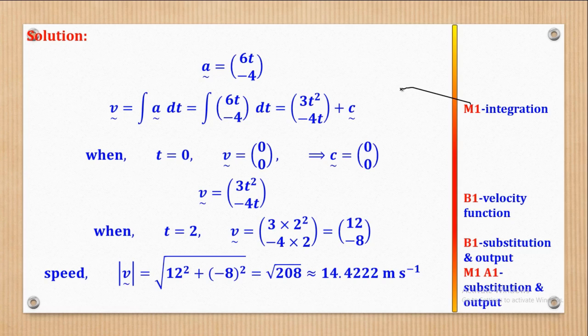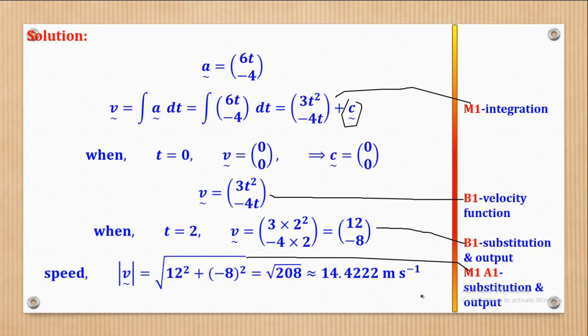So M1 will be for integration, and B1 is for the velocity function with no constant of integration. So this M1, the constant of integration, has to be seen. B1 is for substitution and output when substituting t is equal to 2. M1 is for you to substitute in the formula, and A1 is for you to get the output which they want. So basically, that's how the 5 marks could come about.